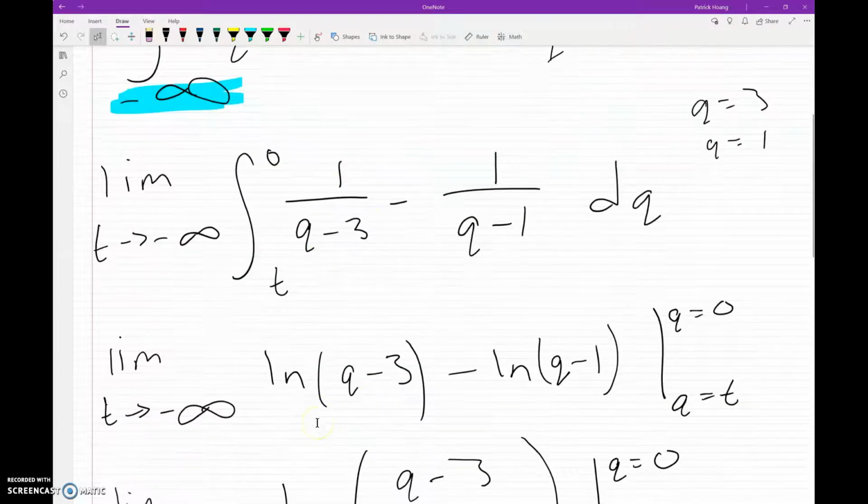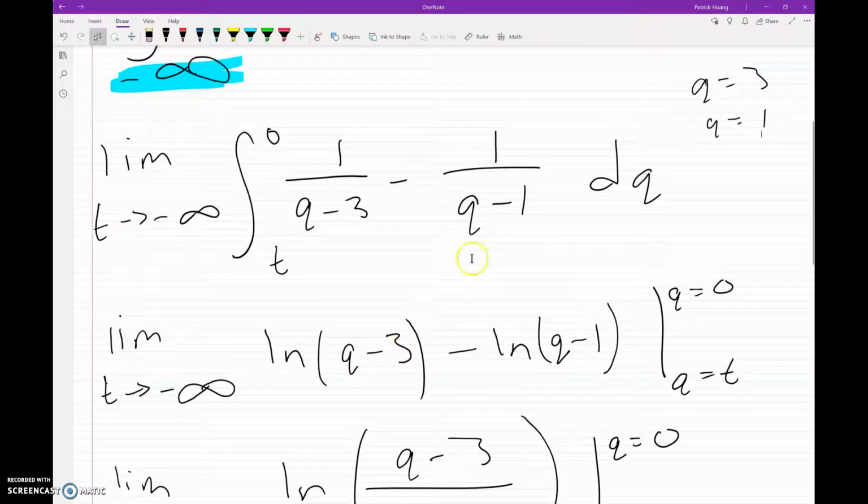Well, if we want to find the antiderivative of 1 over q minus 3, we know that's the natural log of the absolute value of q minus 3 minus the natural log of the absolute value of q minus 1. Now, because we're integrating from negative infinity to 0, this should be a negative q minus 3 and a negative q minus 1. But as I go through the problem, let's pretend that we didn't know it was the absolute value.